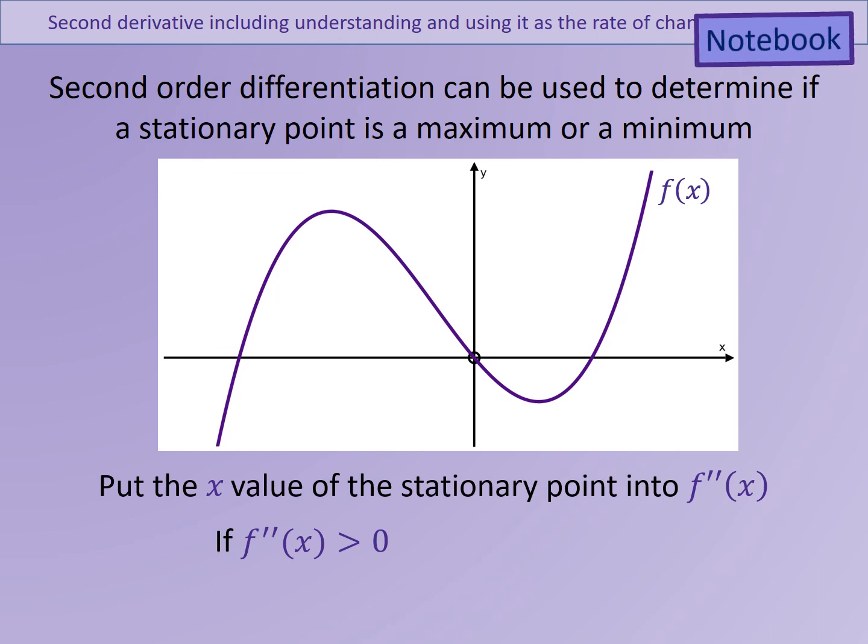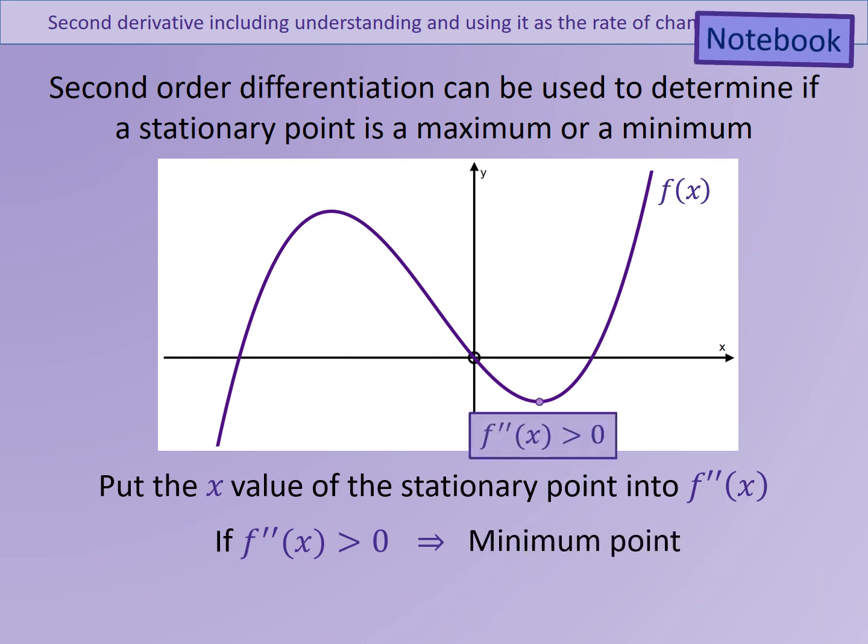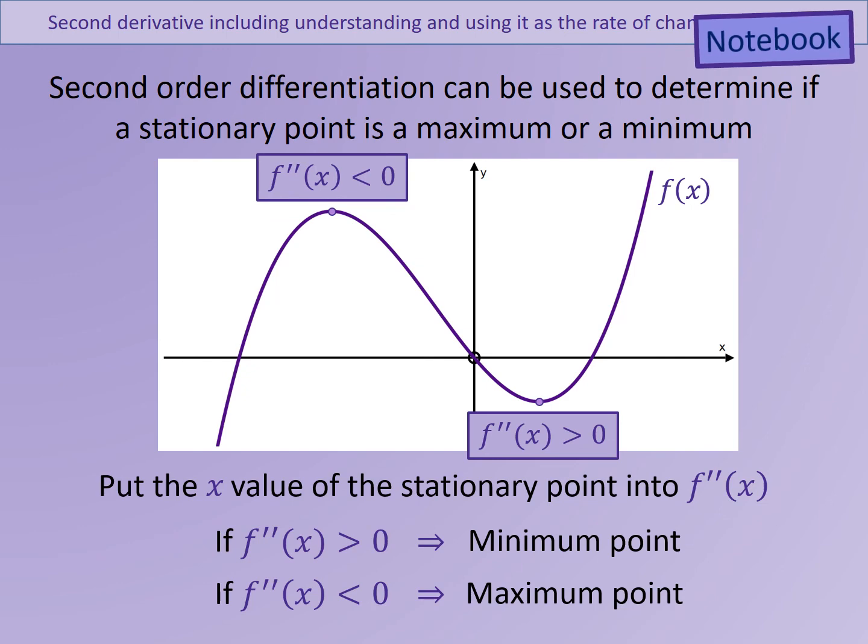And the rule is a bit unusual, it's perhaps not what we would expect, but if the second derivative value is positive, if it's greater than 0, then what we have is a minimum point. And if it turns out that the second derivative value is negative, well, that would imply that we have a maximum point. And the last exercise that I'm going to show you and ask you to do involves you finding second order derivatives and then making that decision about whether you have a maximum or a minimum stationary point.